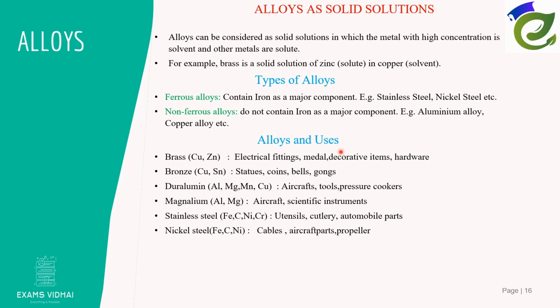Alloys and uses. Brass is used for electrical fittings, metal decorative items, and hardware. Whereas bronze is used for statues, coins, bells, and gongs. Like this, we use alloys for many uses.